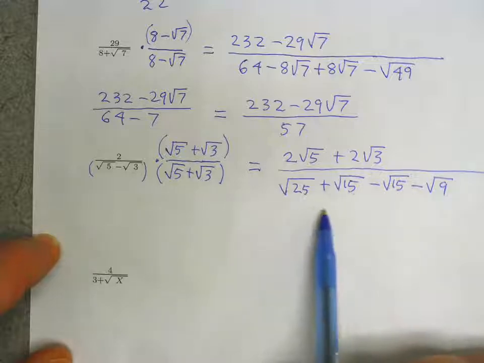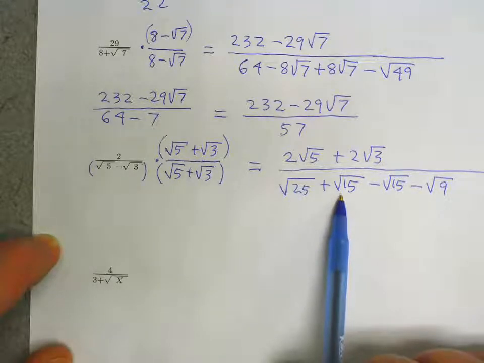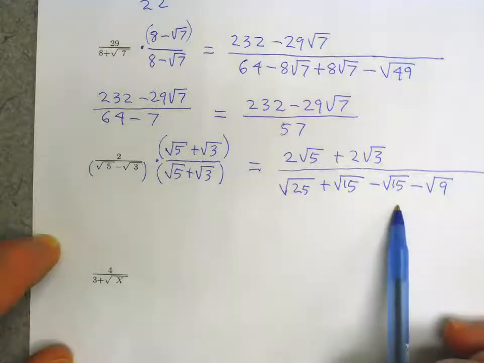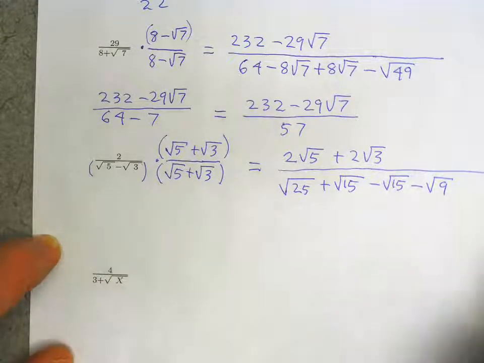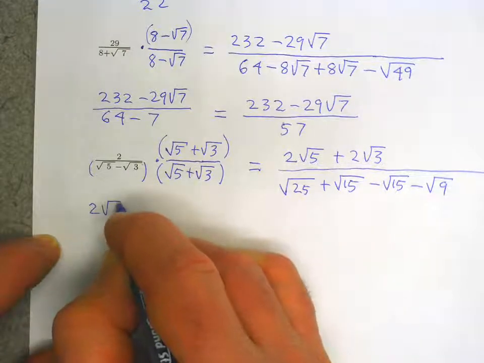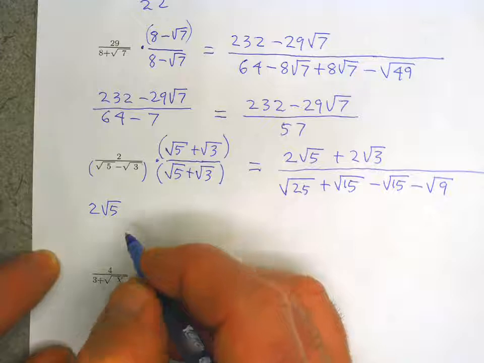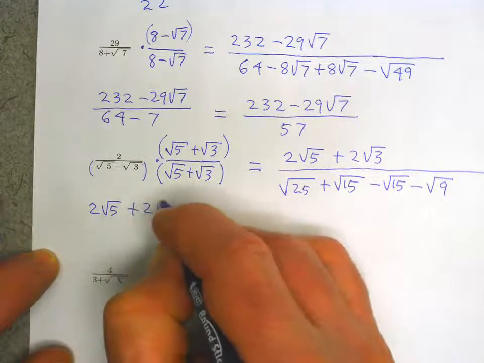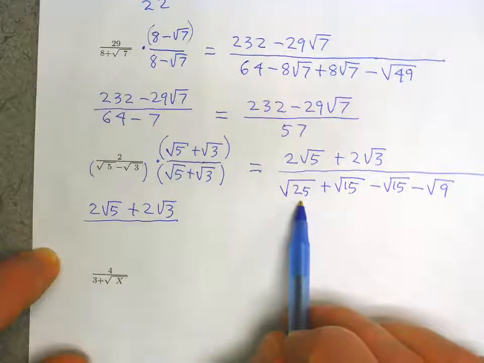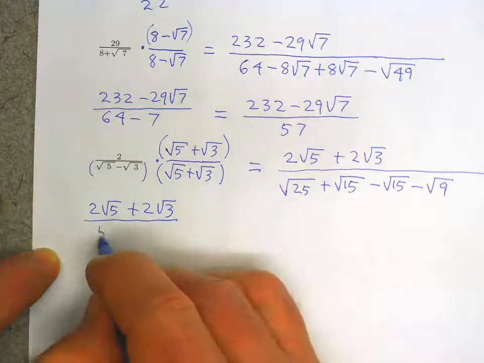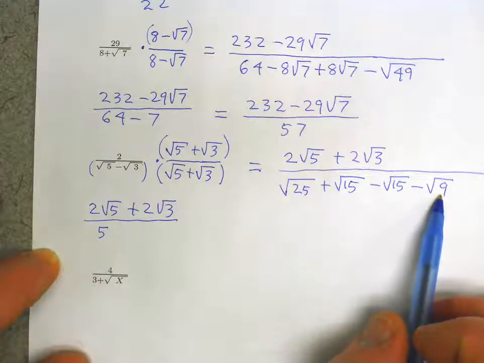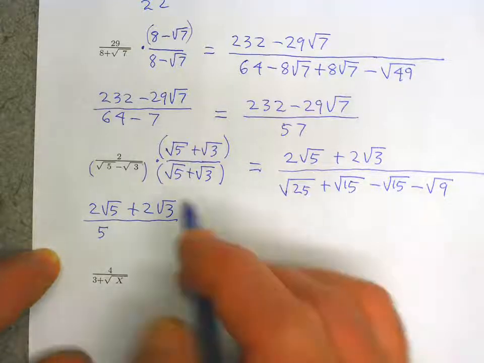Okay, so the plus square root of 15 minus the square root of 15, those are eliminated. They cancel each other out. So let's write down the next step in the numerator. 2 times the square root of 5 plus 2 times the square root of 3. The square root of 25 simplifies to 5. And the square root of 9 simplifies to 3. So this is minus 3.